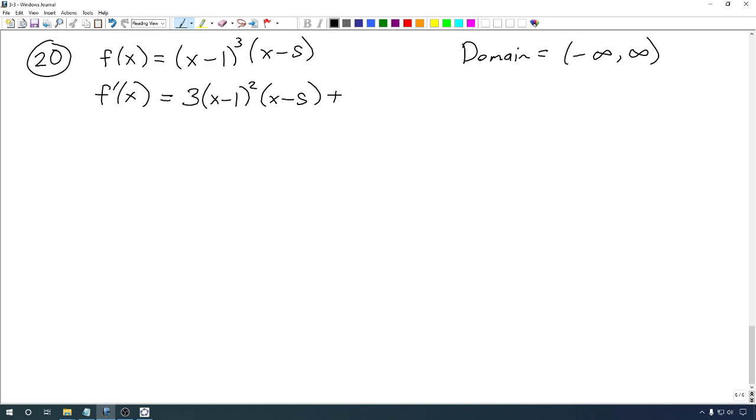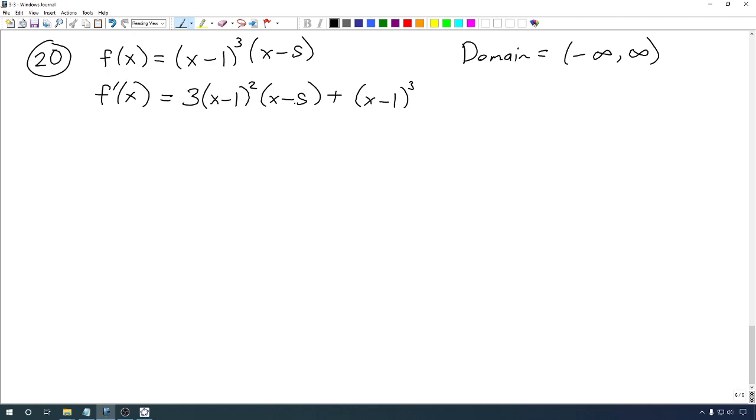Now I'm going to leave the first factor alone. Just going to leave the (x minus 1) cubed alone. And I'm going to multiply by the derivative of the second factor. Well, the derivative of x minus 5 is also 1, so I don't even have to put anything there.